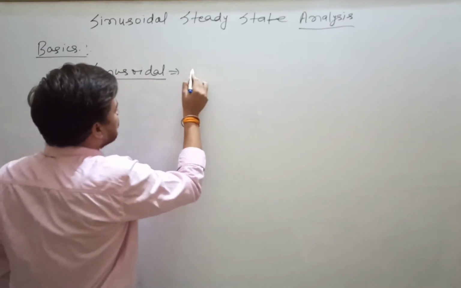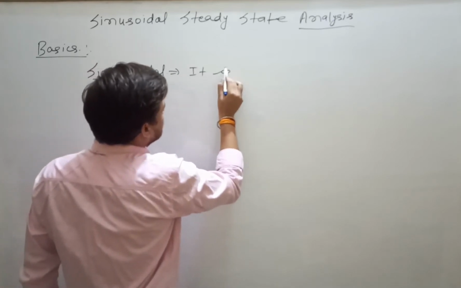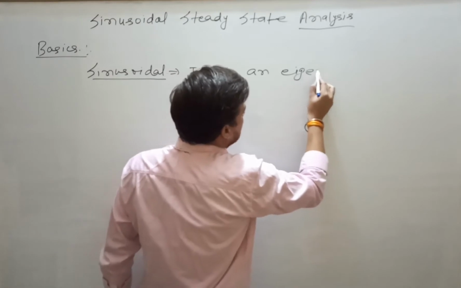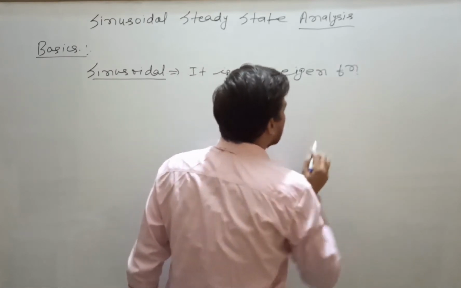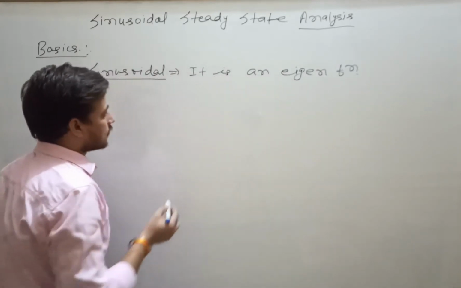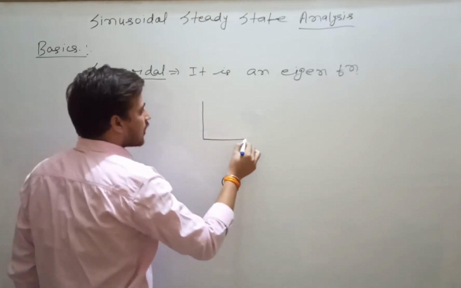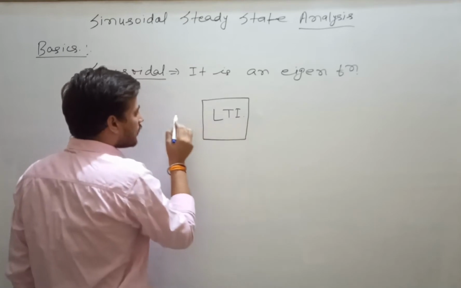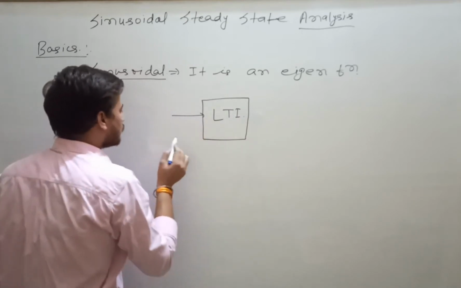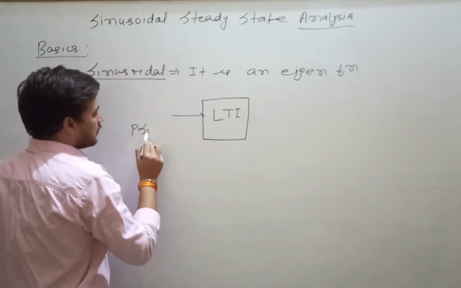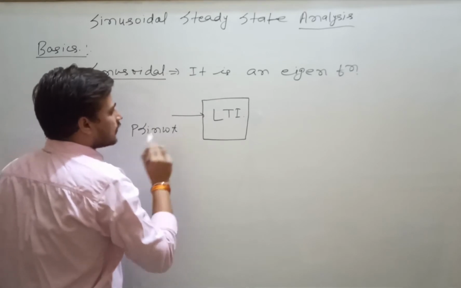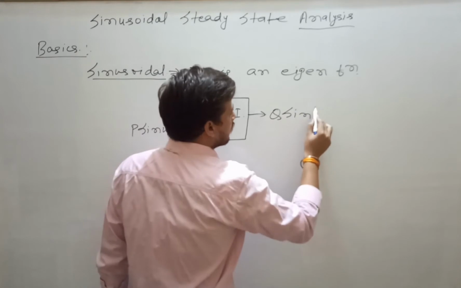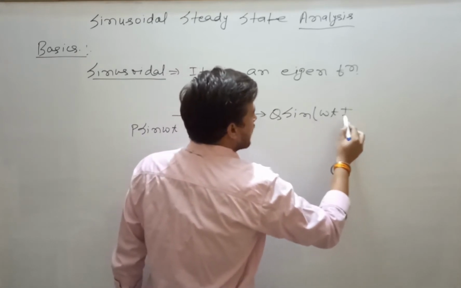Sinusoidal function is an eigenfunction. Now what is the meaning of eigenfunction? If you are having a linear time invariant system, this is an LTI system, and here if you are providing a sinusoidal input, that means P sin omega t, then this will give you an output of Q sin(omega t plus minus phi).